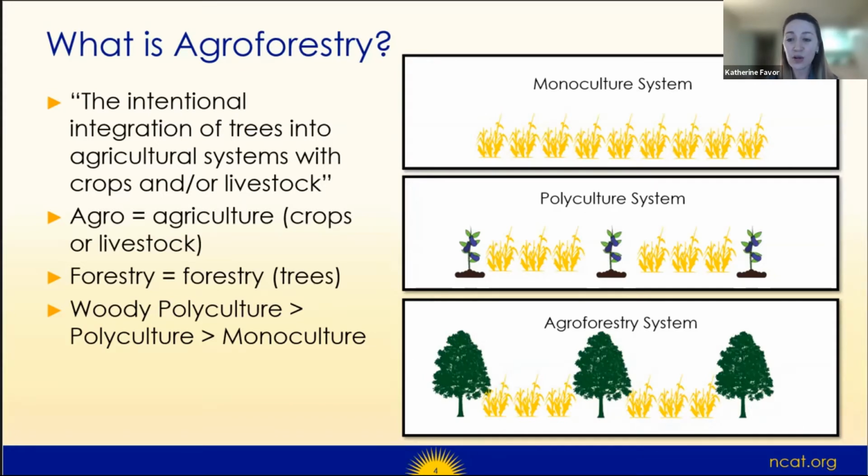And when we talk about agroforestry systems, we're basically talking about woody polyculture systems. So it means there is more than one crop grown in one system, but that second crop is going to be a woody species, a tree or a shrub. And there are a lot of different ways that you can do this. Again, agroforestry is an umbrella term, and under it, there are a lot of different practices. So we're going to talk about all the different practices that are out there.